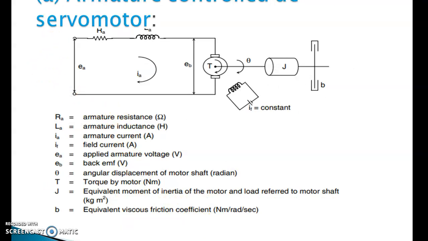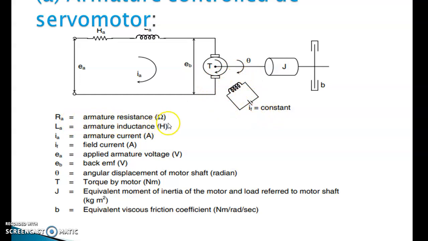First we come to armature controlled DC motors. This is the circuit diagram. This one is the armature resistance Ra, this is the inductance La, this is Ea the input voltage, this one is the armature current Ia, and this is the back EMF of the motor represented by Eb. This is the shaft of the rotor, rotating through an angle theta, and this is the constant external field.